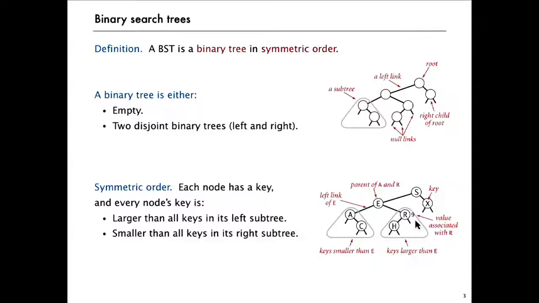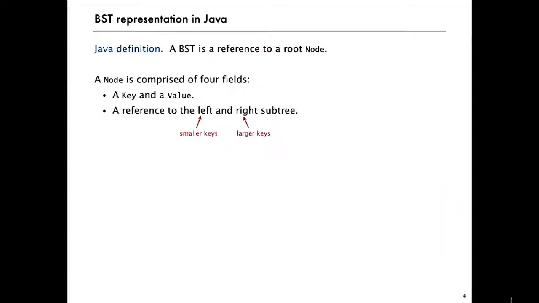Now we're going to use these to implement symbol tables, and there are values associated with each key. When appropriate, we'll write the values in small numbers next to the keys, but usually we're just going to worry about the keys and we'll keep the values in the nodes along with them. So that's a binary search tree: a binary tree in symmetric order. That's the data structure that we're going to use to implement symbol table operations.